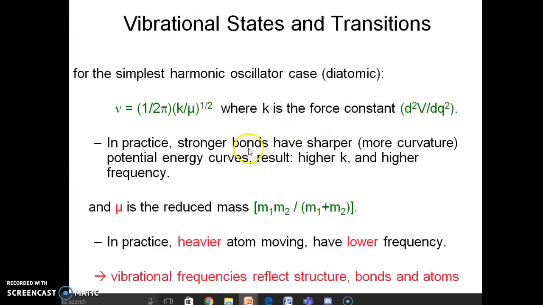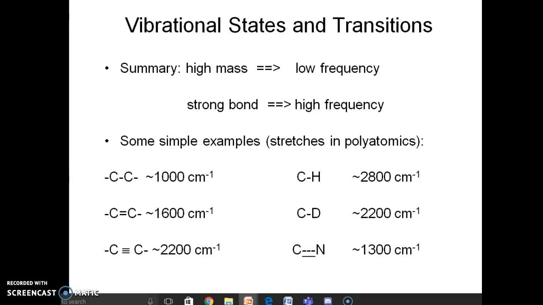In practice, stronger bonds have sharper, more curved potential energy curves, which results in higher K and higher frequency, where mu is the reduced mass, given by M1 M2 divided by M1 plus M2. Heavier atoms moving have lower frequency. Vibrational frequencies reflect the structure, bonds and the atoms. So, vibrational states and transitions. Summary: high mass means low frequency; strong bonds mean high frequency.